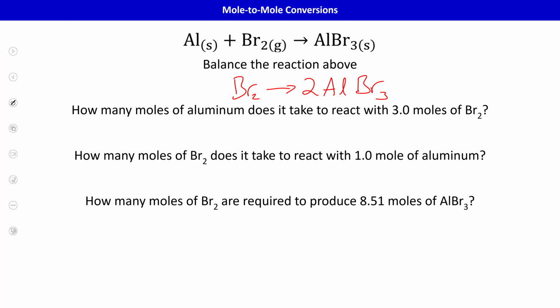So I've got 6 bromines on the right, I need 6 bromines over here. 2 aluminums. That look good? So if I want to react 3 moles of bromine, how much aluminum do I need? Seems like 2 moles would make sense, right?